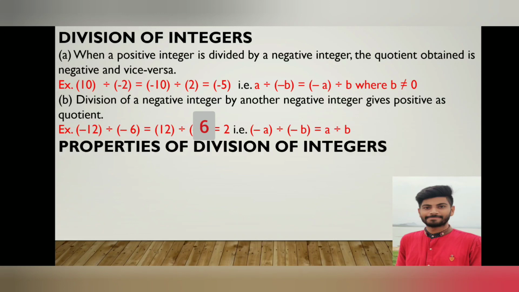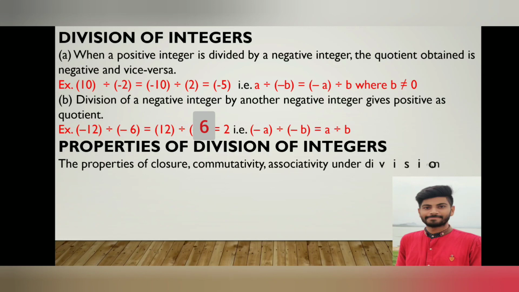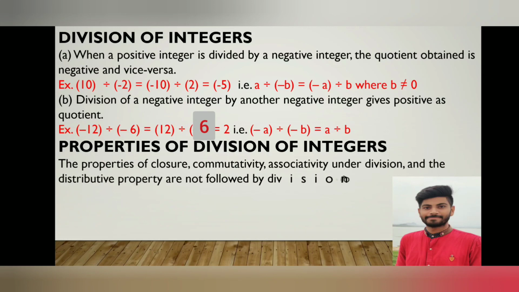Now, properties of integers. The properties of closure, commutative, associative under division, and the distributive property are not followed by the division of integers. These properties that we have learned in addition, subtraction and multiplication are not applied in the division of integers.